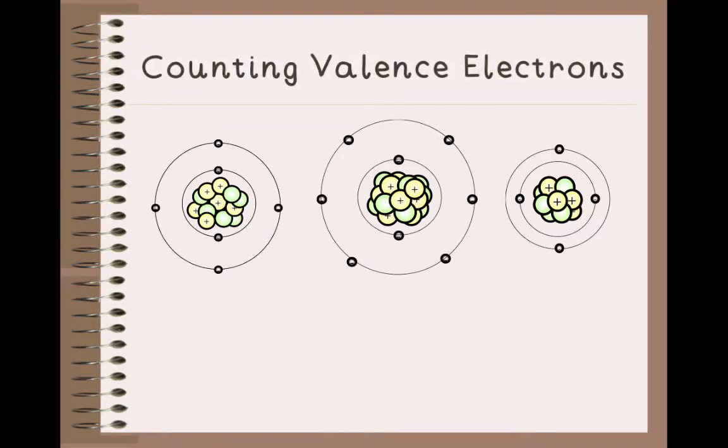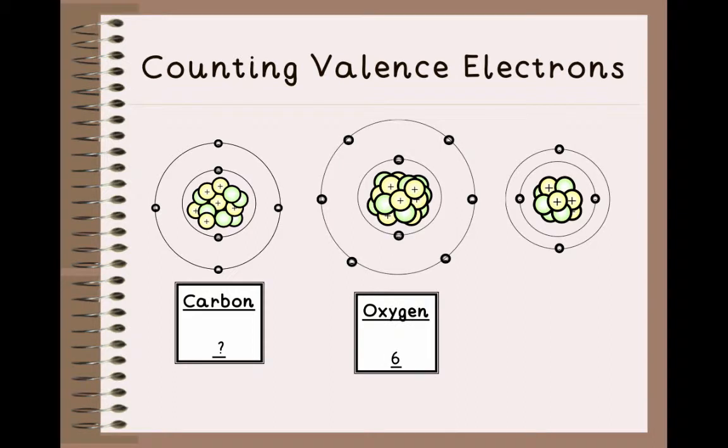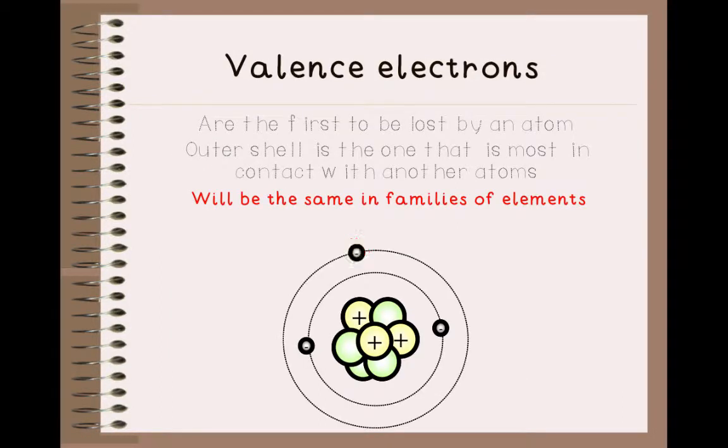Can you guess how many valence electrons are in each one of these atoms? Here we have carbon that has 4, oxygen that will have 6, you can count them right here in the last shell, and in the last shell here, beryllium will have 2. The valence electrons will be the same for all of the members of a family in the periodic table.